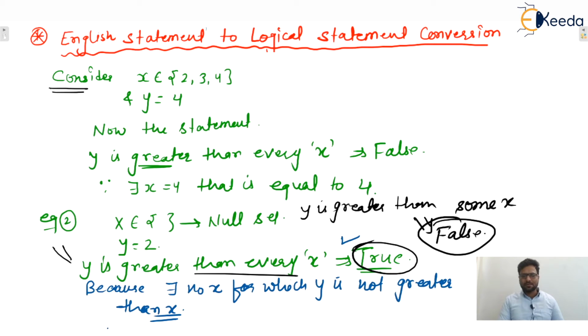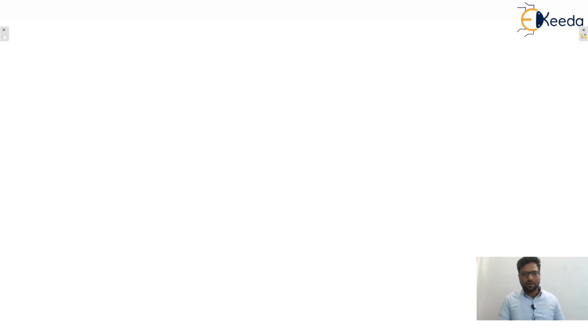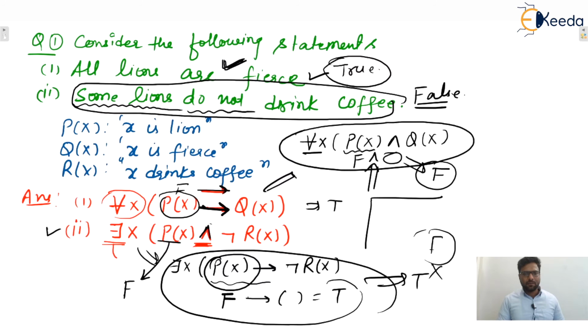If we compare with the null set, then for every becomes true, and some, meaning there exists, becomes false. That is the concept. Okay, write down the next one.